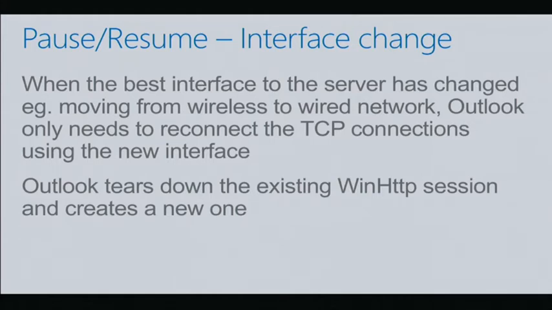The interface change is interesting in the pause resume scenario because we still need to reconnect the TCP connections using the new interface. So we still keep the objects alive on our side. The only thing we do is tear down the existing WinHTTP session we have and create a new one. So that will guarantee that we have a new TCP connection.